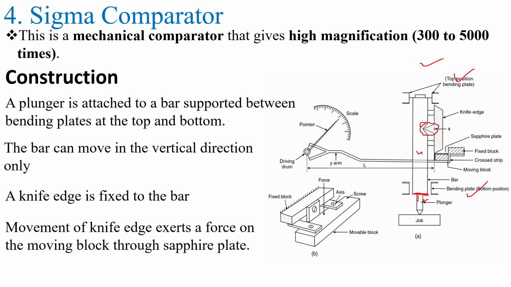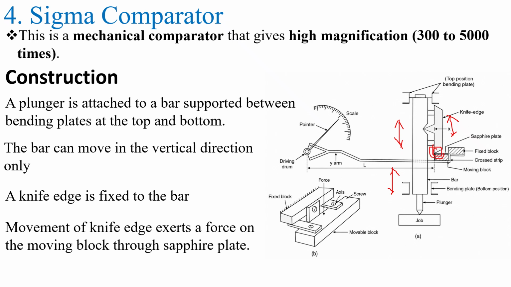The movement of the knife edge exerts the force on the moving block through the sapphire plate. So here observe the principle: the plunger is connected to the bar and this bar is fixed to the knife edge. So when the plunger is having the linear motion up and down, similarly this bar also moves up and down. So this knife edge also has the same up and down motion. When it is moving up and down, it will cause a force on the moving block.